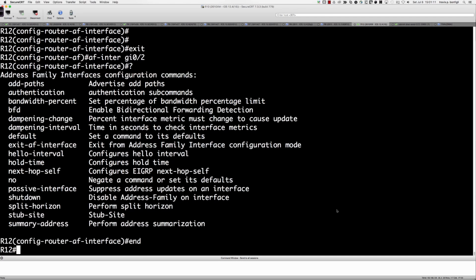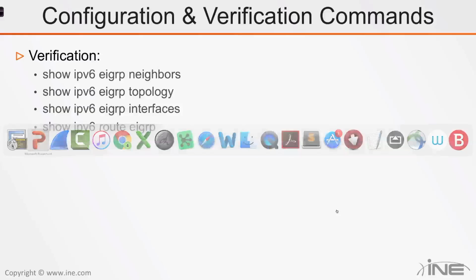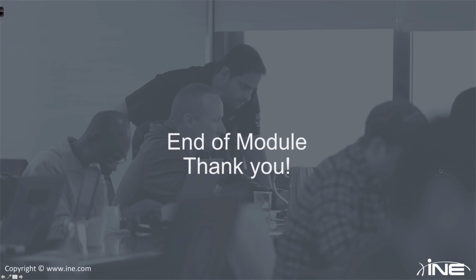All right, well, that is going to wrap up EIGRP for IPv6. Again, we looked at both classic autonomous system mode as well as named mode, and we saw that it's not that much different from classic or named EIGRP with IPv4.